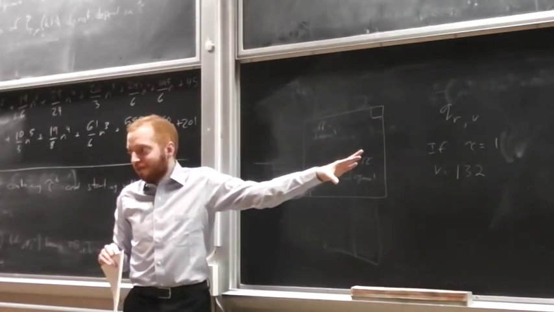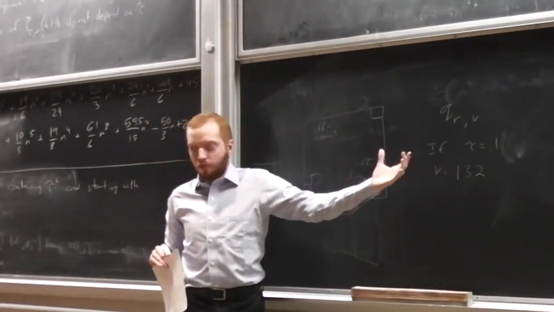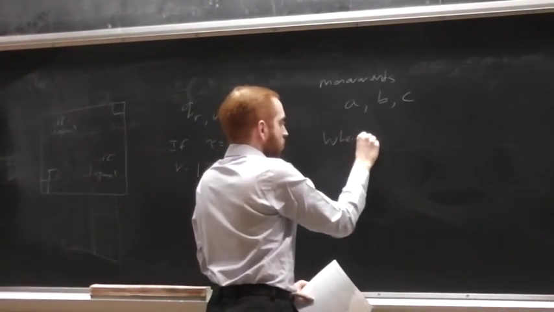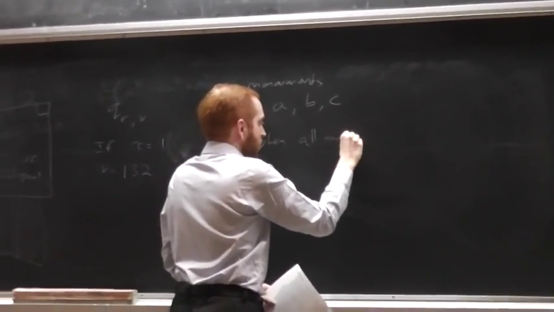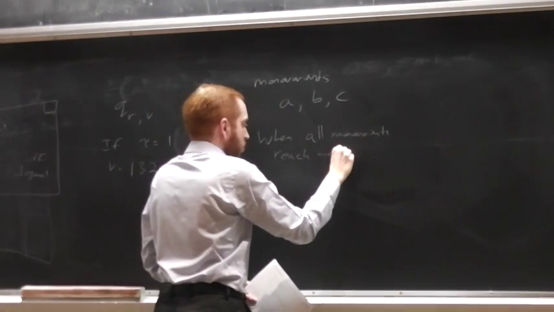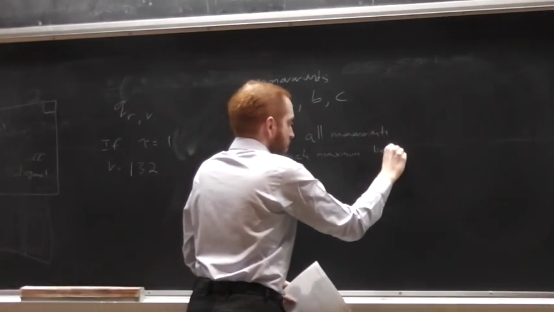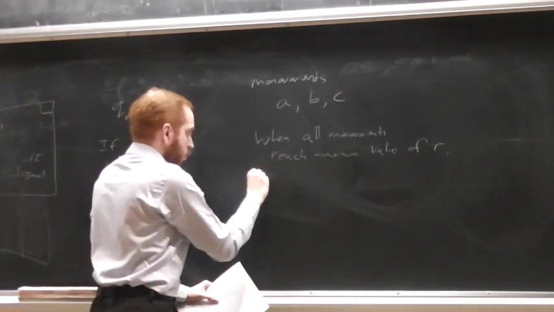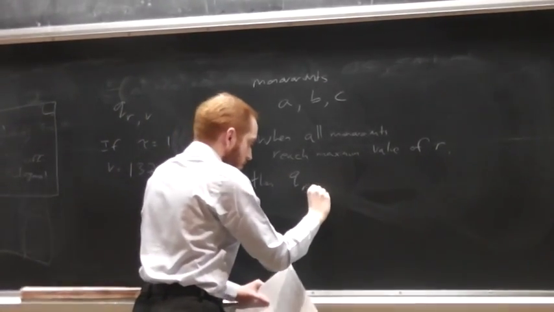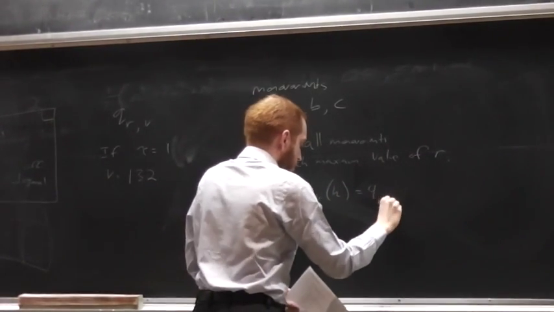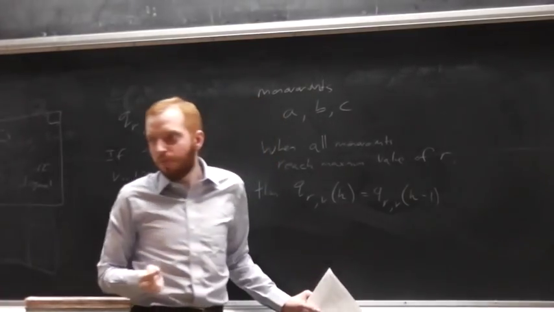And at that point, one of two things has to happen. Either you can get rid of an element, or you can basically do the reduction that I said, where, when all monovariants reach maximum value, which is R, I don't have time to define them, but I wish I could. Then Q, R, V^k is going to be equal to Q, R, V^(k-1), or you're going to be able to delete something.